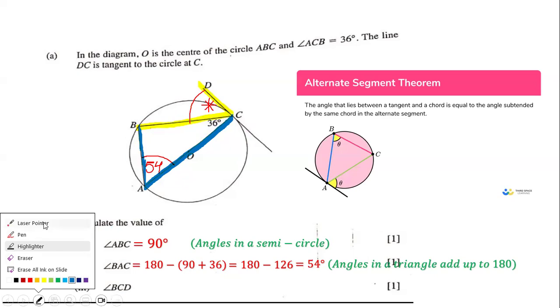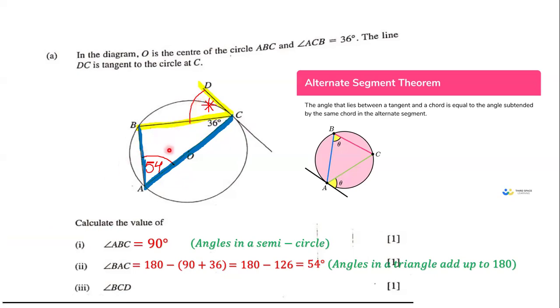What does that mean? That means that these two angles are equal. If this is 54 degrees, this must also be 54 degrees as well. And so angle BCD is equal to 54 degrees, and that is because of the alternate segment theorem.